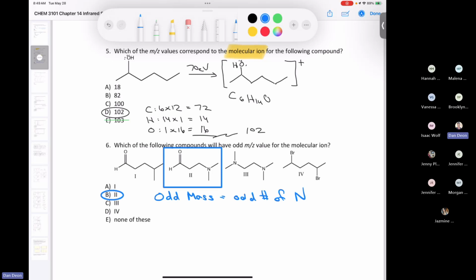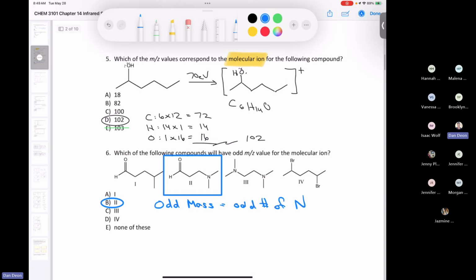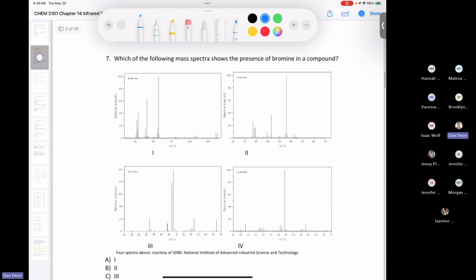All right. I remember doing this question before with a class one time, and somebody raised their hand and said, "Is that all it is?" And I said, "Yeah, that's all it is." You just have to know an odd number of nitrogens produces an odd mass, and that is referred to as the nitrogen rule. All right, let's move on from there.